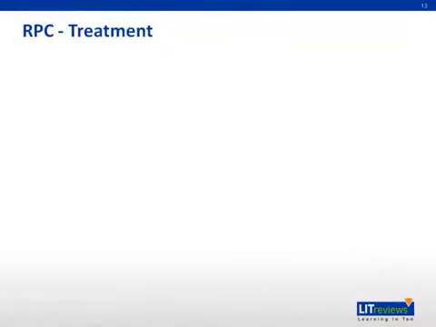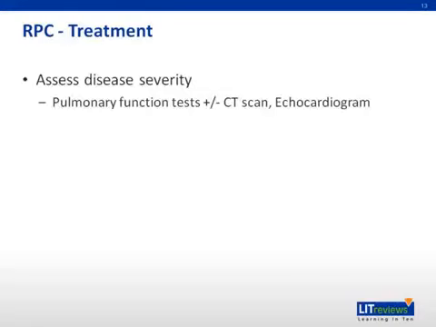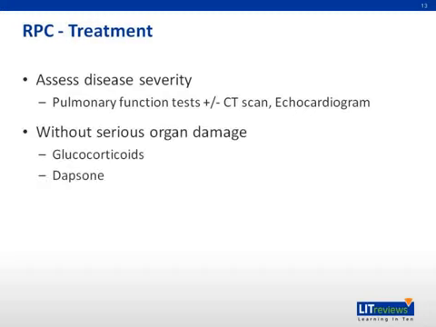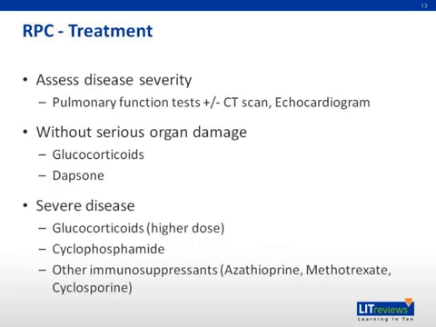How is relapsing polychondritis treated? First, assess the disease severity, particularly of vital organs. This includes pulmonary function tests along with a CT scan looking for respiratory tract involvement. An echocardiogram can help identify any cardiac and some large vessel involvement. If there is no serious organ damage, glucocorticoids such as prednisone or dapsone, which is an antibiotic with anti-inflammatory properties, can be used with success. With more severe organ involvement, higher dose or IV glucocorticoids, cytotoxic chemotherapy agents like cyclophosphamide or other potent immunosuppressants have been utilized.